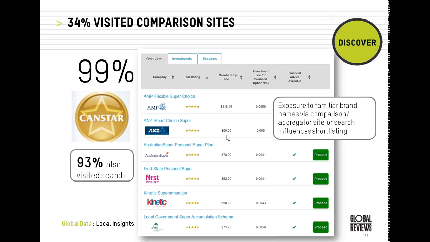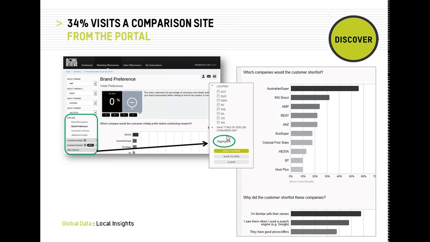So exposure to that brand familiarity via comparison sites and search certainly influences the awareness and possibly also the shortlisting, which we will see in a minute. This is just a snapshot of the portal, so I can go in and put a filter on it. In this case I put a filter on aggregator, which are the comparison sites. So, okay, everyone who visited a comparison site, what brands did they in the end shortlist?